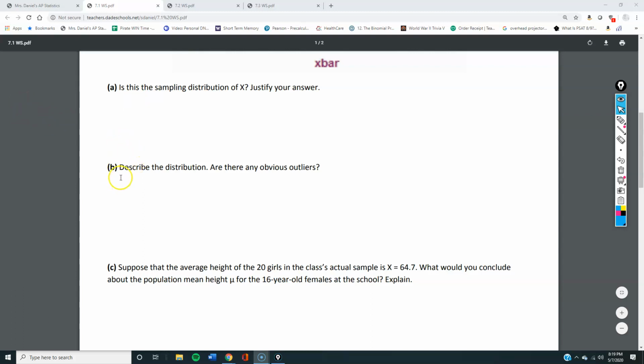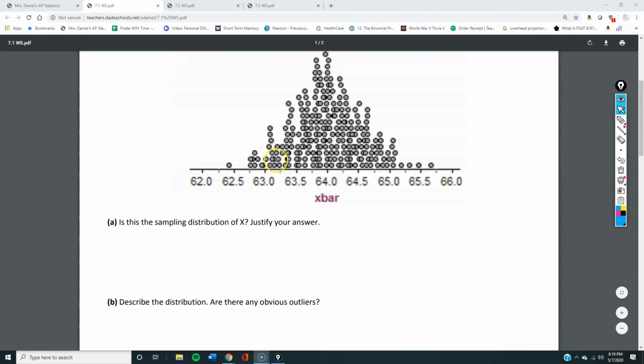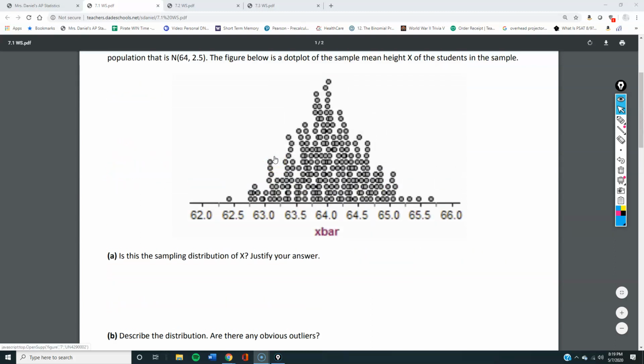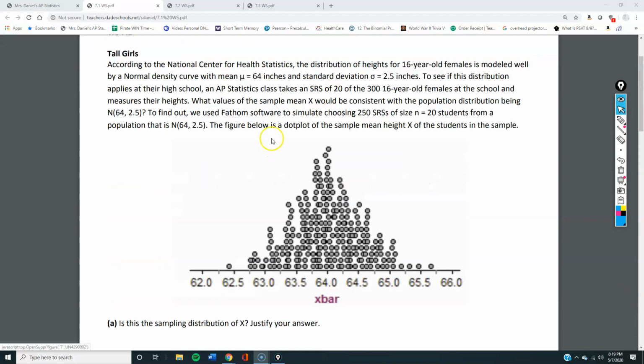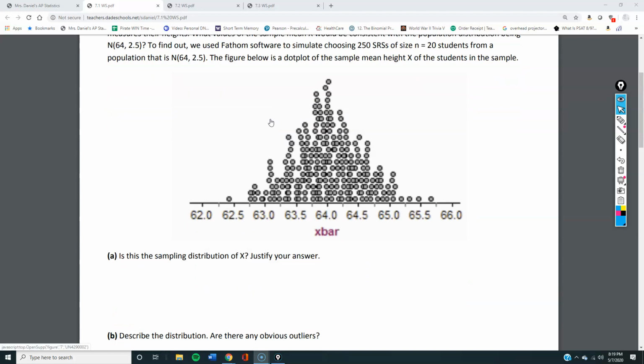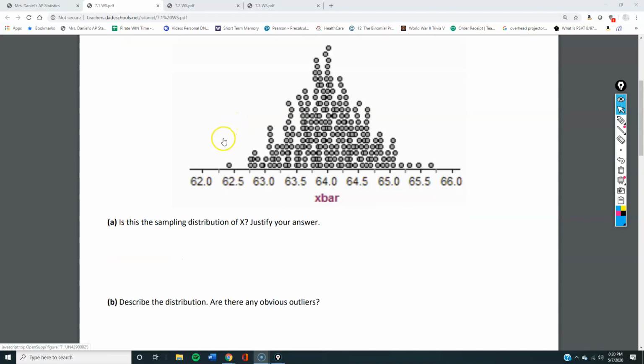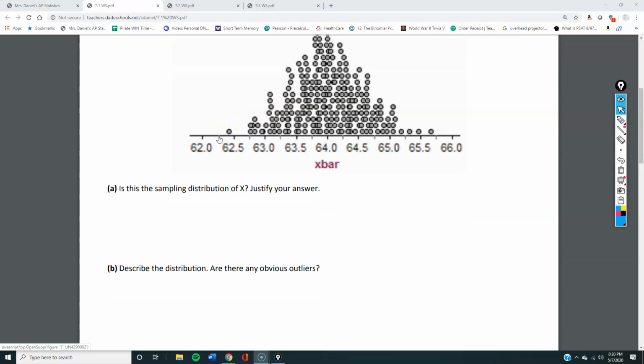So, is this a sampling distribution? Well, no. A sampling distribution has to contain every value possible from an SRS of size 20. What this is, is a simulation. So this is a simulation of a sampling distribution, but it's not a sampling distribution.